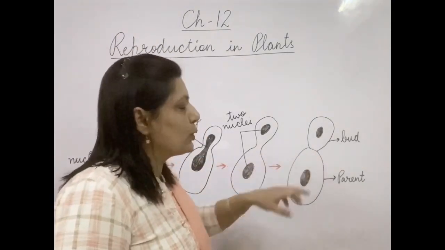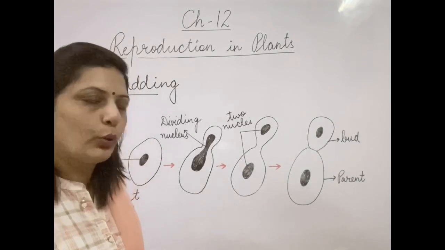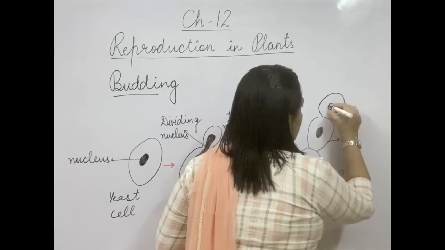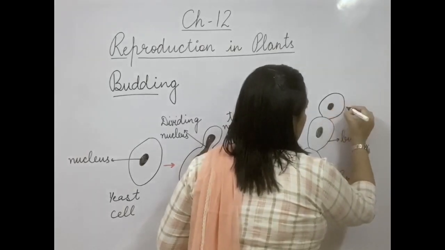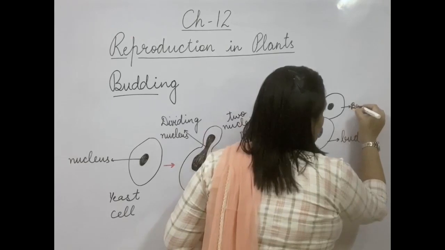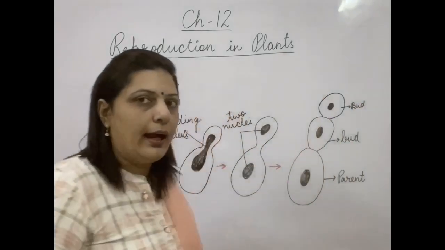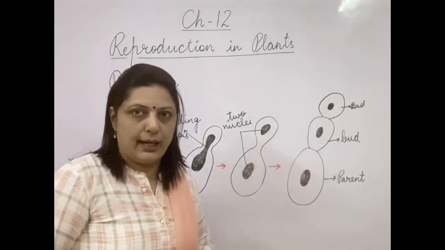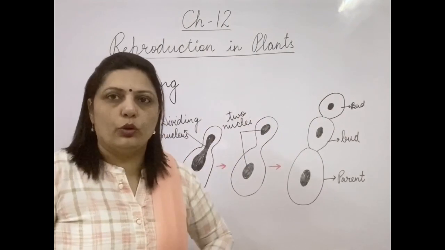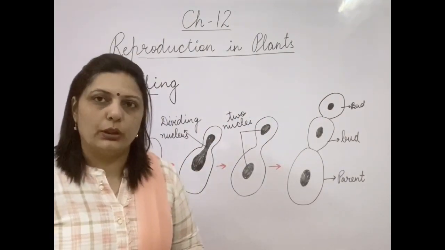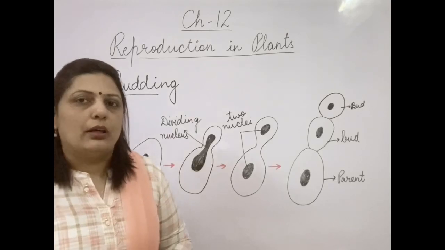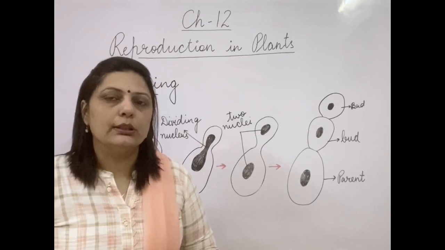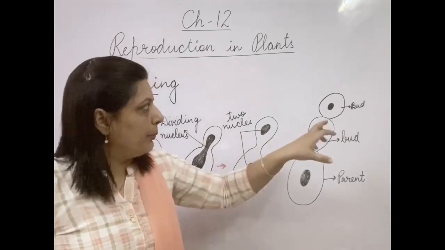Now here I have drawn just one bud, but sometimes they keep on growing buds. Like one more bud can be there with its own nucleus in between. This is another bud. So these buds can form long chains and afterwards they can detach, or initially also when one bud is formed, it gets detached. Each bud has the ability to grow into a complete individual on getting suitable or favorable conditions.